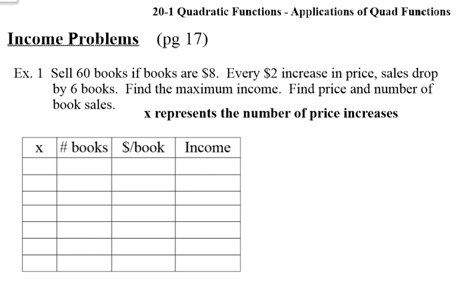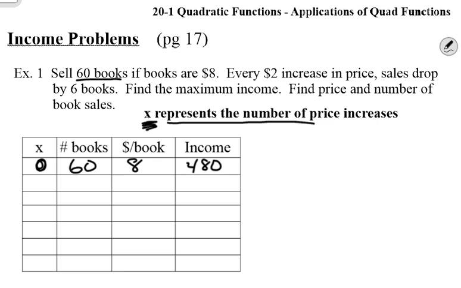Because what we're looking at here is this says they're going to sell 60 books for $8. The income would be $480. Well, x in these questions represents the number of price increases. So 60 books at $8 means there hasn't been a price increase. Well, if they make one price increase, that means the number of books will drop by 6. So they're only going to sell 54 books, but they're now charging $10 per book. $2 increase, drop of 6 books.